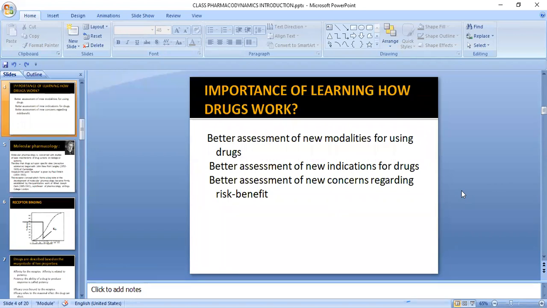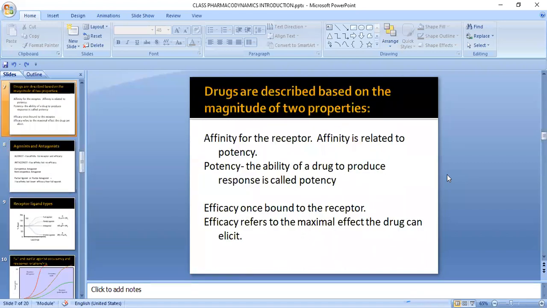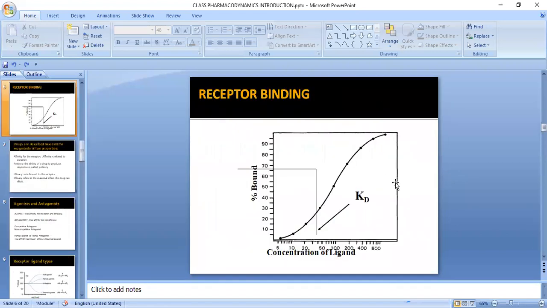Okay, so I'll continue with this. Did you see this molecular pharmacology, receptors, that is Paul Ehrlich has given? Were you able to hear about Paul Ehrlich? He got the Nobel Prize in Medicine. Then did you see this normal receptor binding slide?